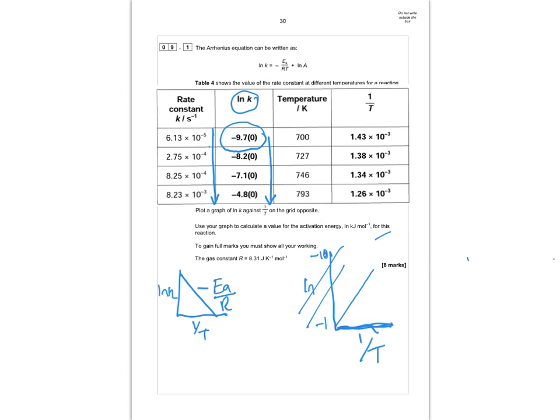How do we know that? Because if we look at a straight line graph, the general equation for a straight line is y equals mx plus c. C is the intercept here, M is the gradient, and x is the axis, which is 1 over T, and y is the natural log of k. So if we now look at what we need to do with our graph, we need to use this data, plot the graph, and then apply it to the equation. So if we now move on to the next slide.